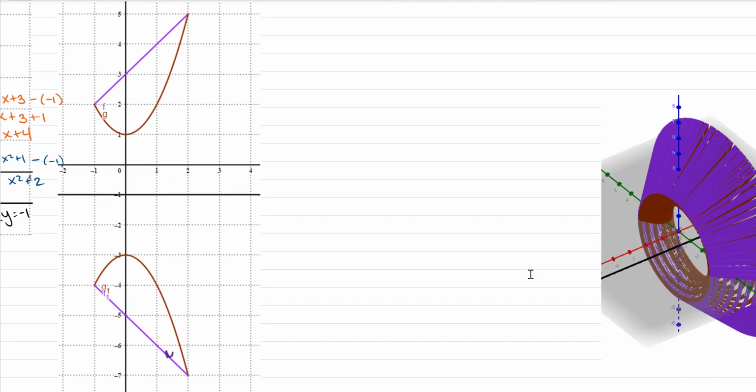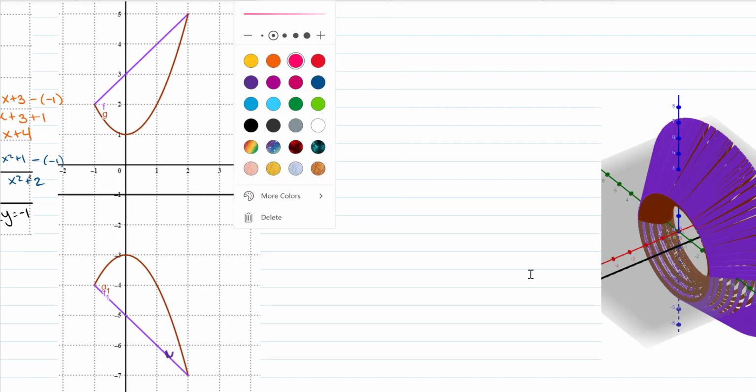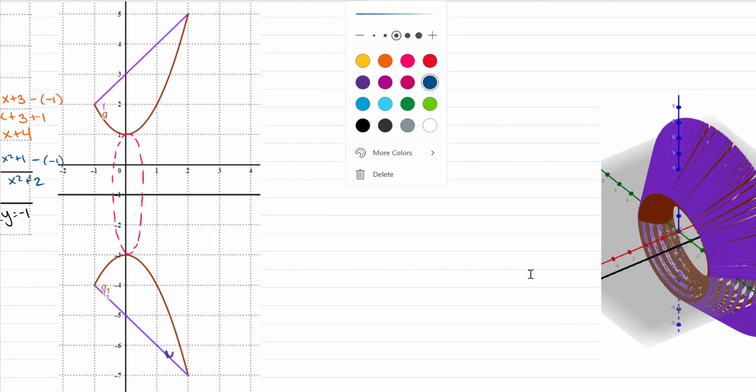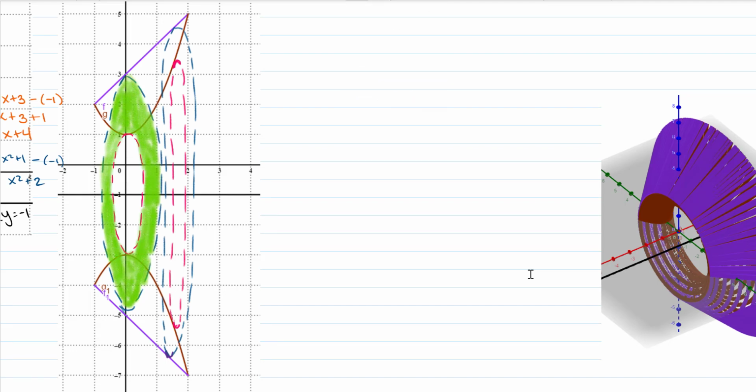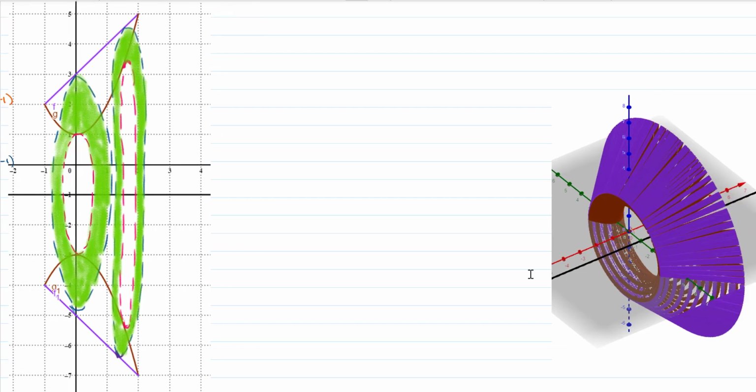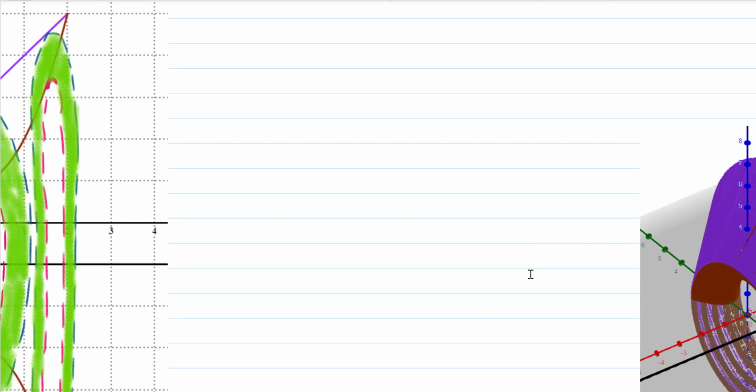And what we want to do here is illustrate the discs. As you see, the inner disc gets larger as you move away from the center, as does the outer disc. So if we were to draw the cross section of each one, we get something that looks like this.